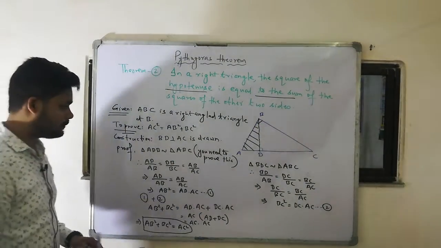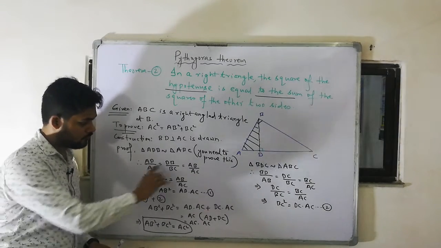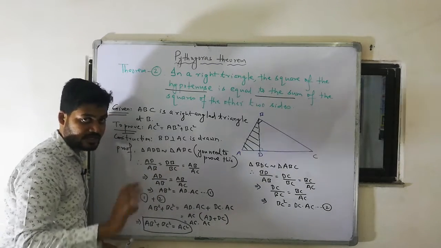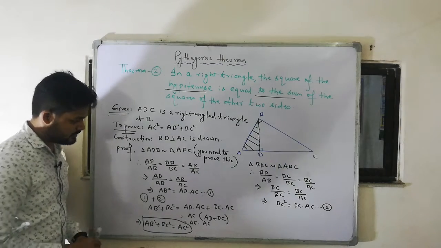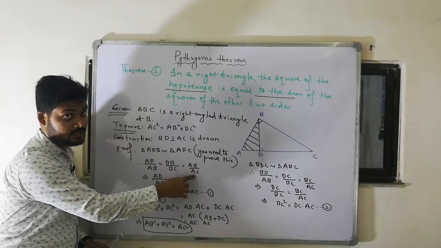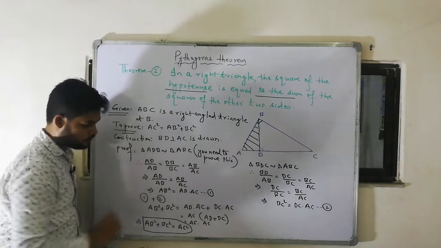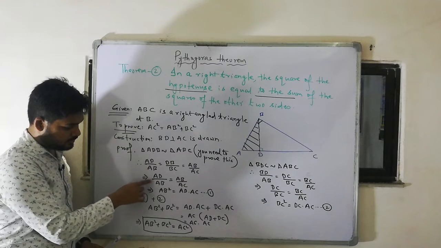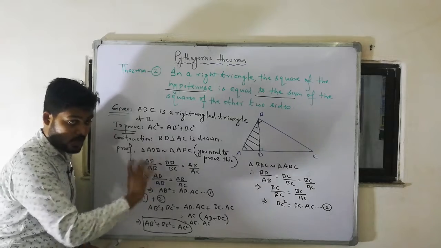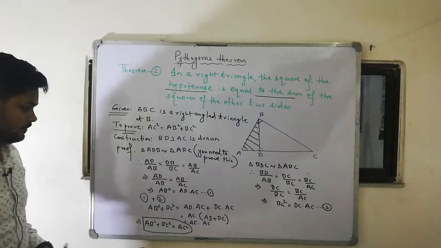Now let's see where you are getting a square of the sides. From equating which two will we get a square of the side? See, if we equate the first one with the third one, then we will get square of AB. So this implies AD by AB equals AB by AC. I have taken this and this, so that I will get square of AB. So after cross multiplication we have equation 1.